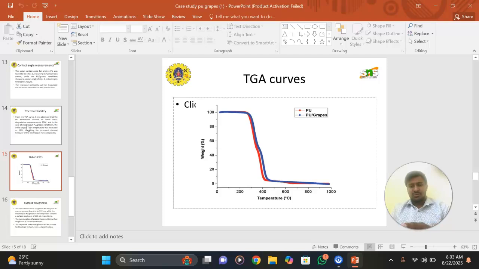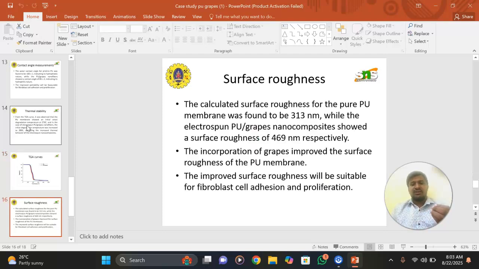The corresponding TGA curve is shown. The blue color corresponds to the PU grapes and the red color corresponds to the PU. There was a deviation in the blue curve compared to the red curve, which clearly indicates the improved thermostability of the PU grapes membrane.